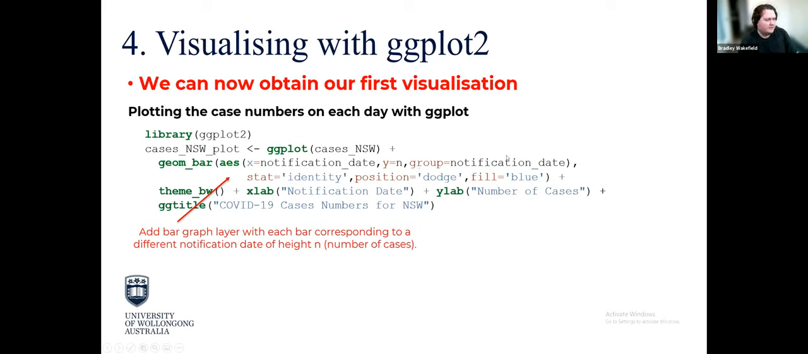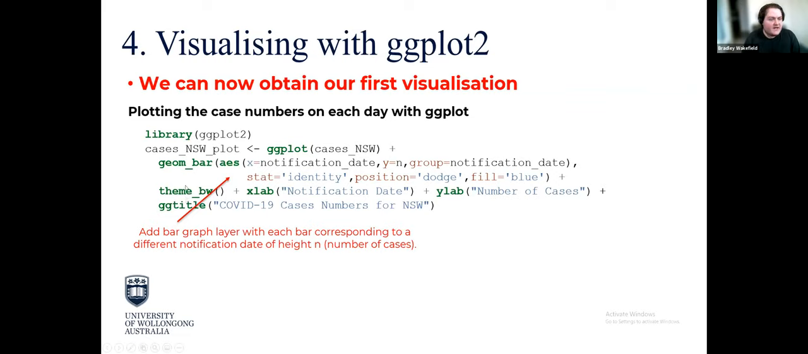I'm also going to group by notification date, which will come in handy later when we do our animations. The stat here just says I just want to have the raw count. I don't want to do anything to it. I don't want to scale it. I don't want to take the mean, or aggregate multiple dates into one bar. I want just the raw count on each day. And the position dodge ensures that I have it separate for each day. And of course, I want it to be colored blue. So I'm going to tell it to fill in my bar graph as blue.